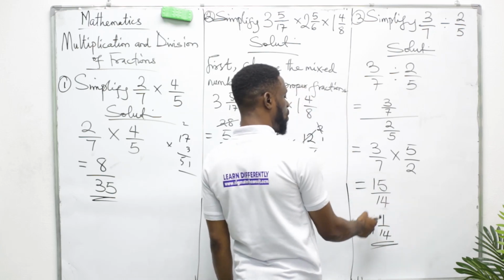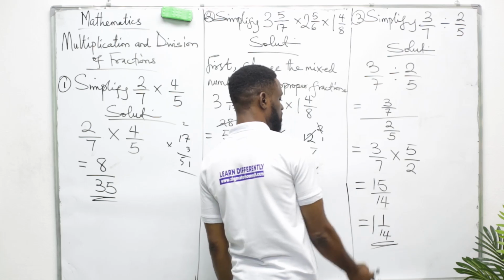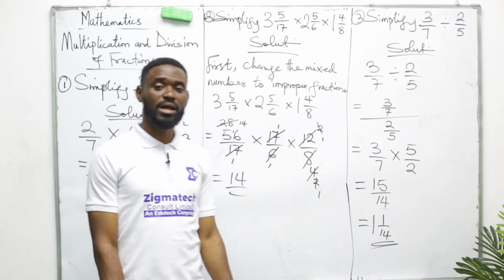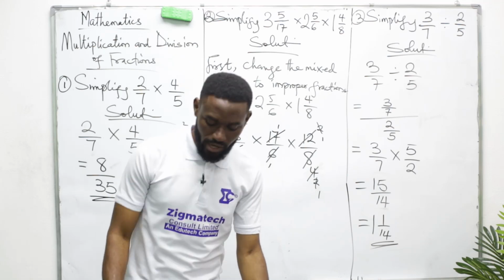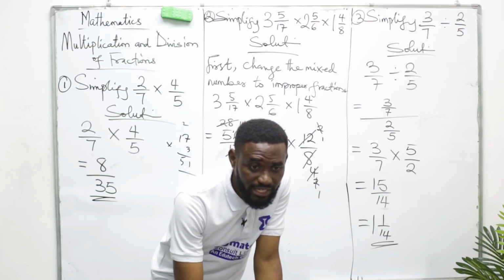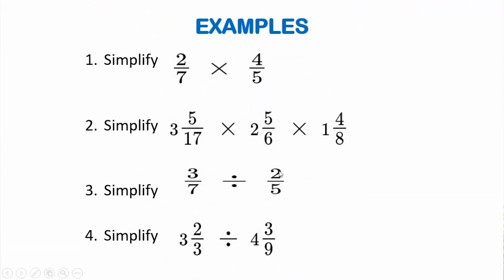14 divided by 15 is 1, remainder 1. That 1 you put over 14. So that's the answer: one whole number, 1 over 14. Is that okay now? All right, let's look at the next question we have there before we go to the questions we have in our Examguide app.